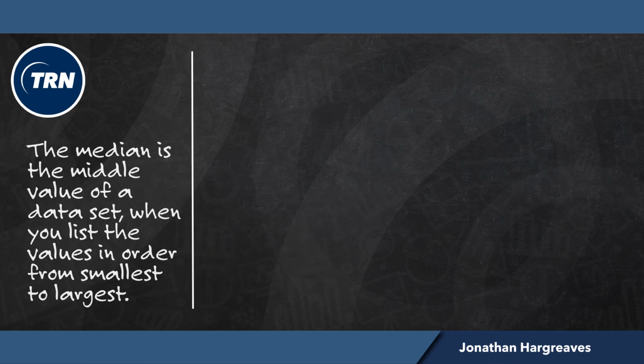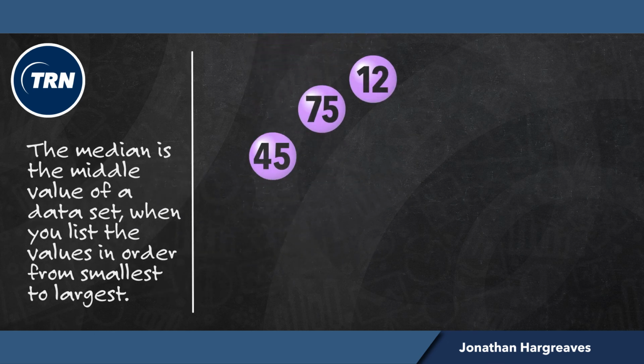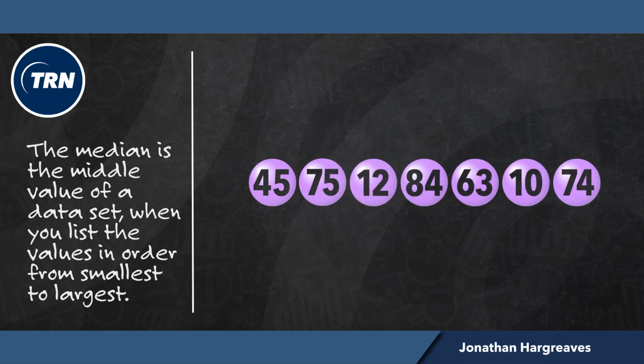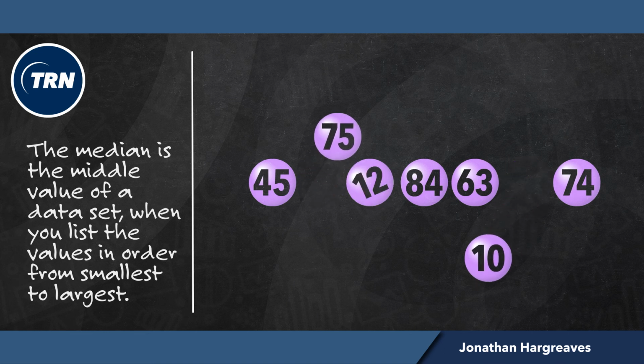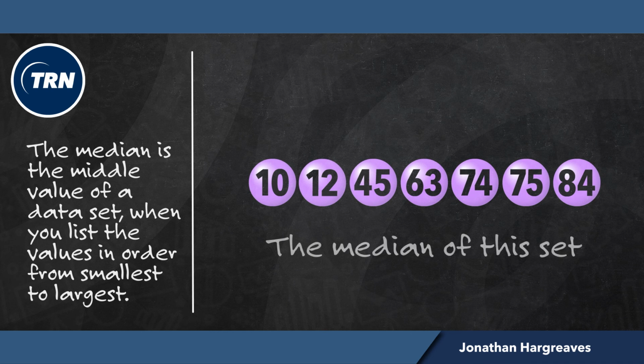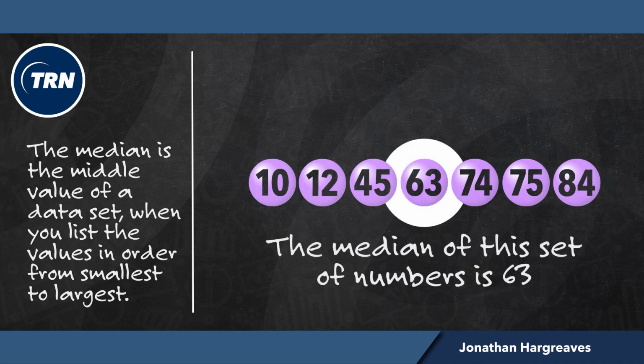So let's write the figures: 45, 75, 12, 84, 63, 10 and 74. Let's put them all in order from left to right, smallest to highest: 10, 12, 45, 63, 74, 75 and 84. So the middle number of this set of data is 63.